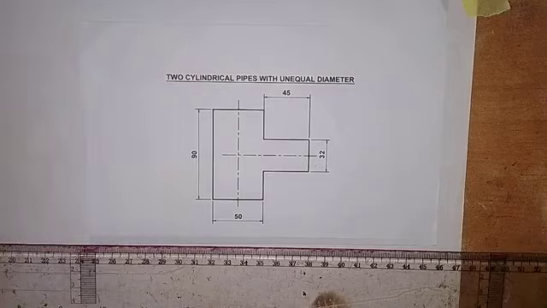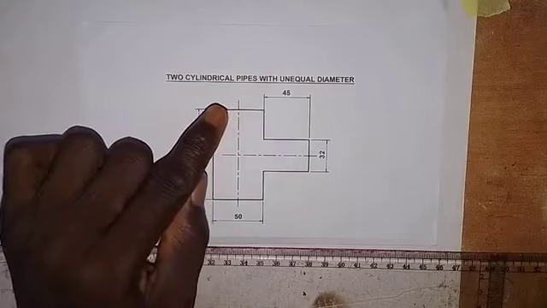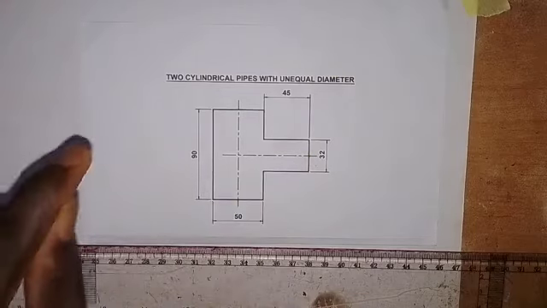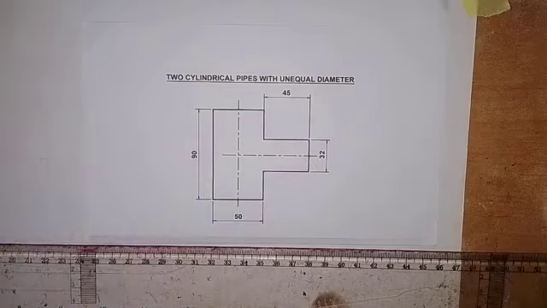And here we are starting with this question, as you can see in the diagram. Here we have two cylindrical pipes with unequal diameter.